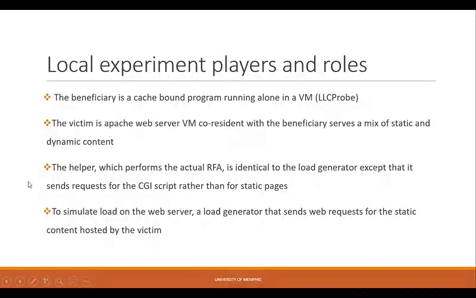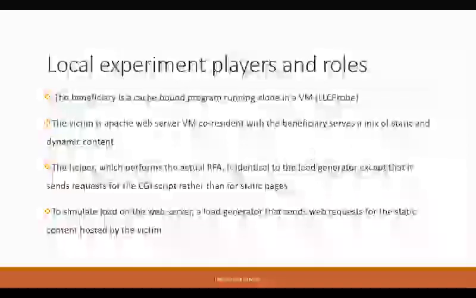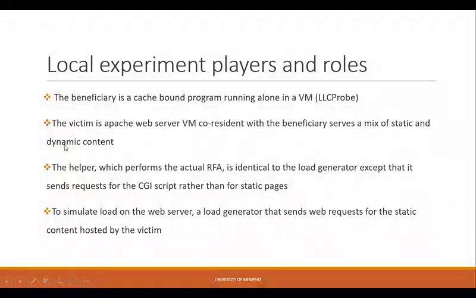The helper will be the same as a load generator, but it will request some CGI scripts just to simulate dynamic content. So we said that the web server is serving static content and dynamic content. The helper will be requesting the dynamic content, which is represented by these CGI scripts, and the legitimate traffic to the web server, which represents the normal case, will be simulated by a load generator that will request the static content.